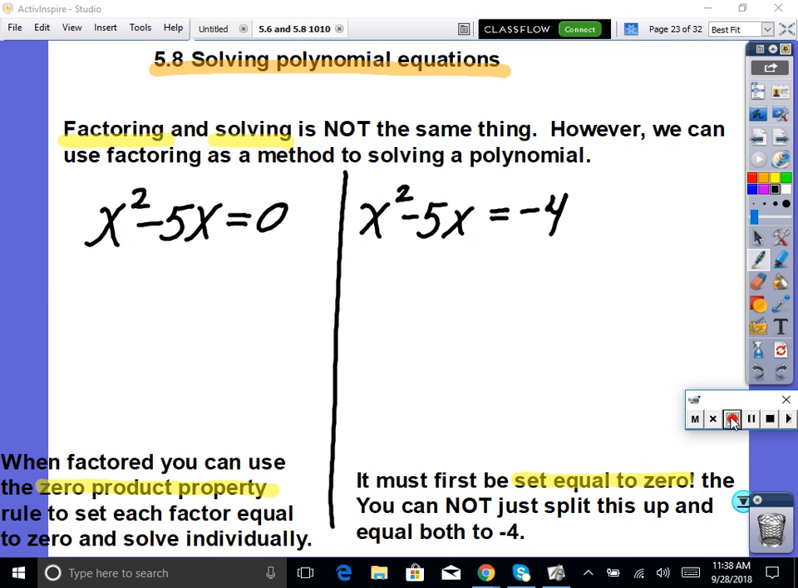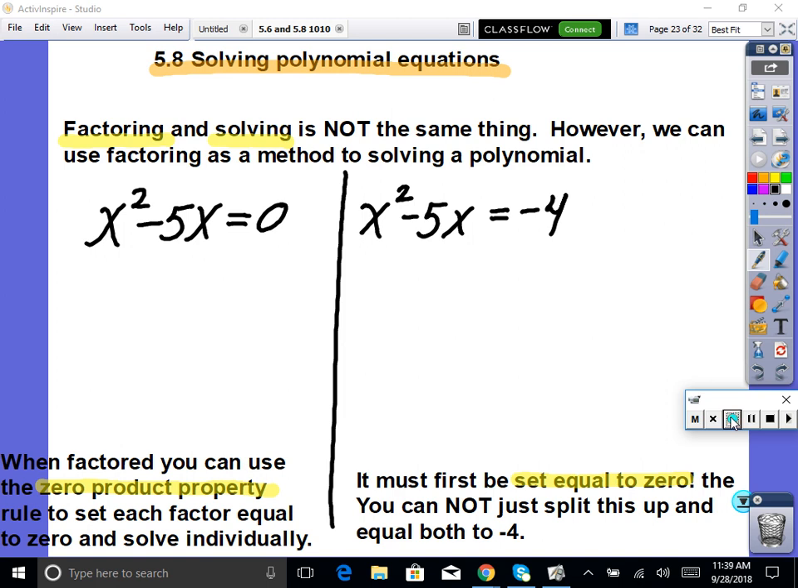Solving by factoring in this unit. So here is the first step, everyone. The first rule: first, get it set equal to 0 and get it in standard form. That is the most important thing. Get it in standard form and equal to 0. Then we will factor it, and then we'll set our factors equal to 0 and solve.